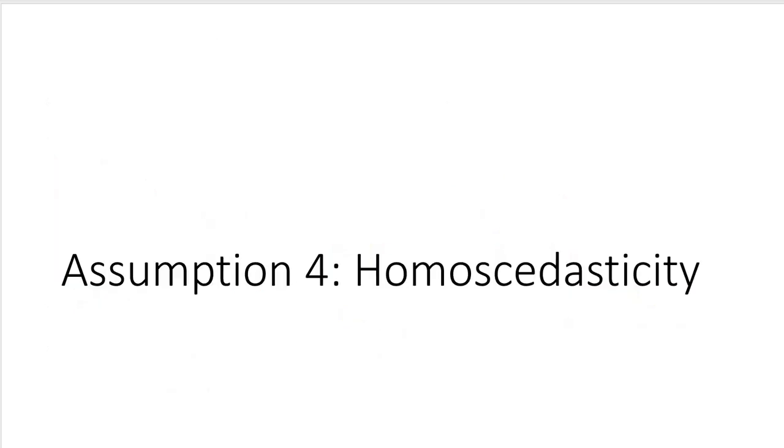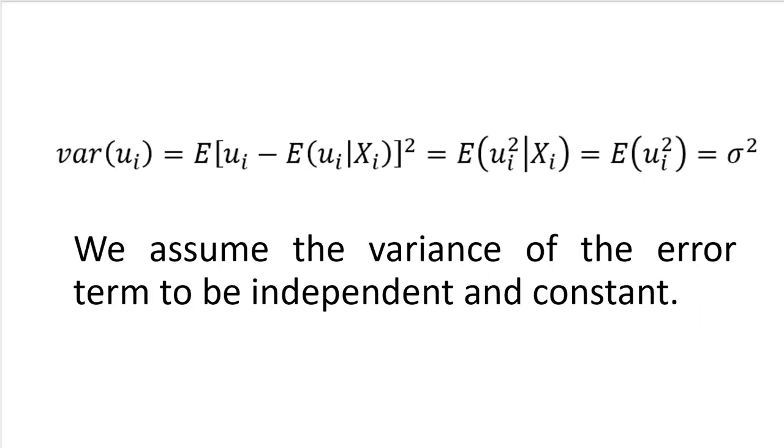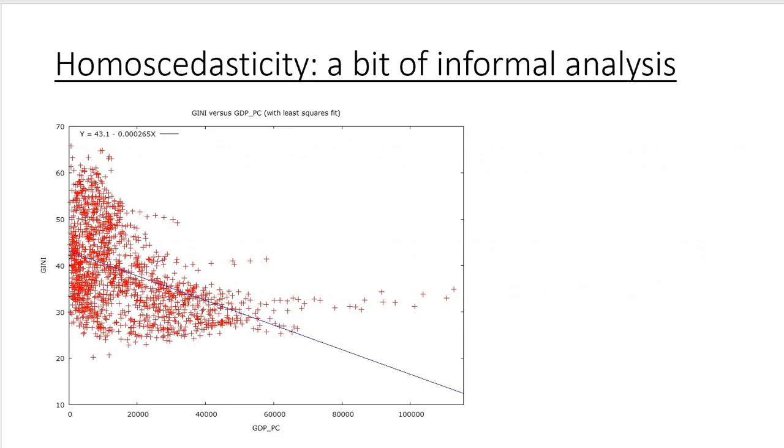So the next assumption is homoscedasticity. Sounds quite frightening, but actually it means that the variance of the error term is independent and constant. And you remember we discussed that variance is the measure of deviation, so we can perform some informal visual analysis.